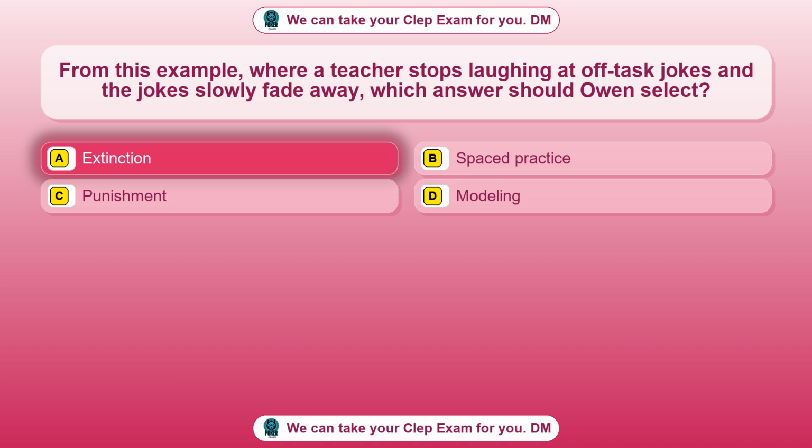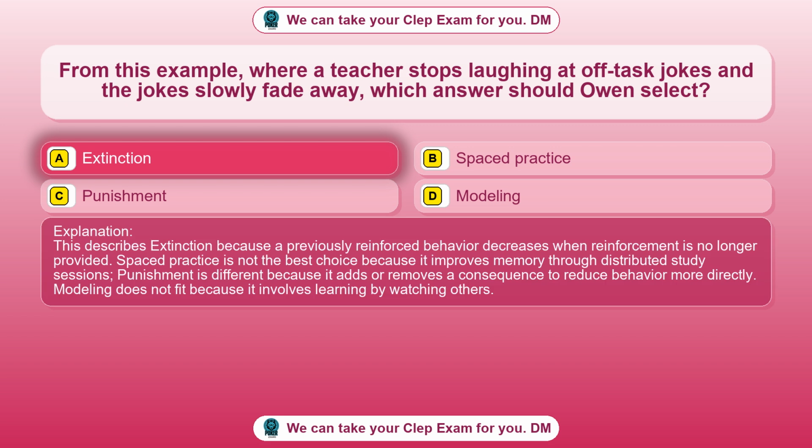Extinction. This describes extinction because a previously reinforced behavior decreases when reinforcement is no longer provided. Spaced practice is not the best choice because it improves memory through distributed study sessions. Punishment is different because it adds or removes a consequence to reduce behavior more directly. Modeling does not fit because it involves learning by watching others.